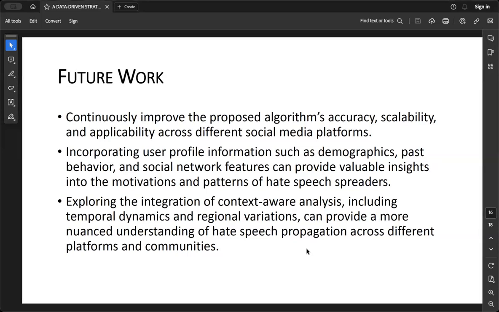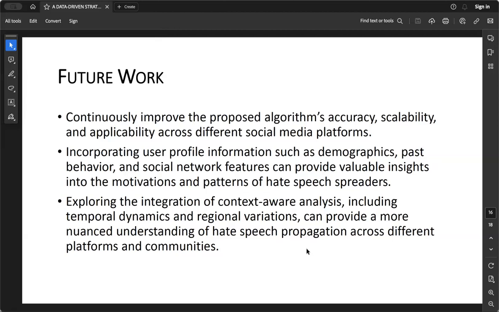But one thing that was lacking in this work was incorporating any user profile information such as demographics, past behavior, and other different social network features, which can provide valuable insights into the motivations and patterns of hate speech spreaders. So this is something that we have not experimented with yet, but definitely is on our to-do list in order to keep working on this project.